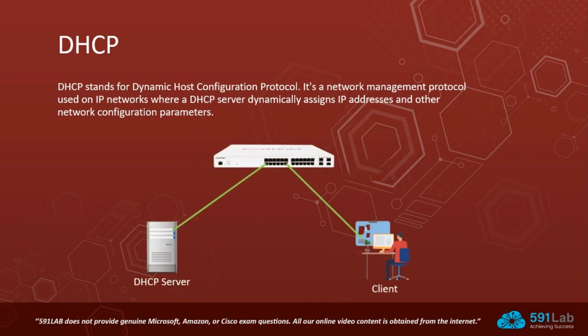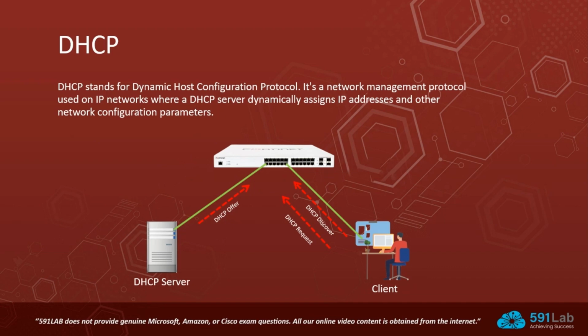A DHCP client goes through a process which consists of 4 steps. Step 1. DHCP Discover. A DHCP client sends a broadcast packet to discover DHCP servers on the LAN segment. Step 2. DHCP Offer. The DHCP servers receive the DHCP Discover packet and respond with DHCP Offer packets, offering IP addressing information.